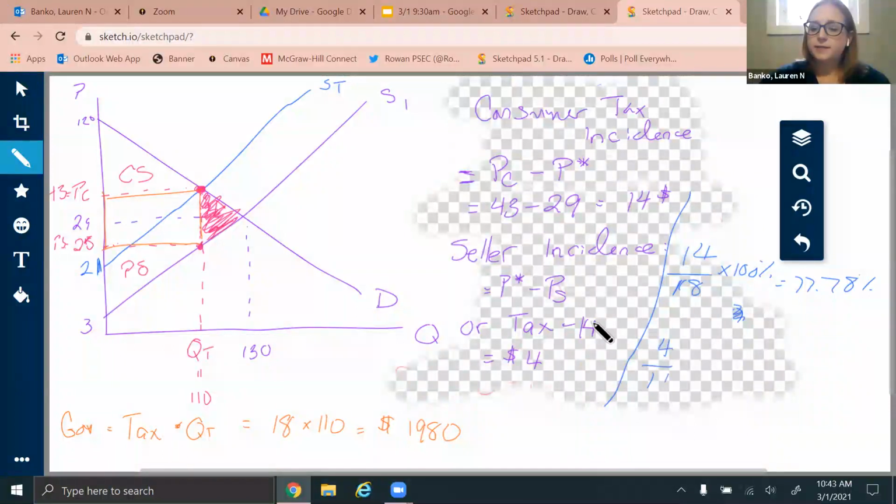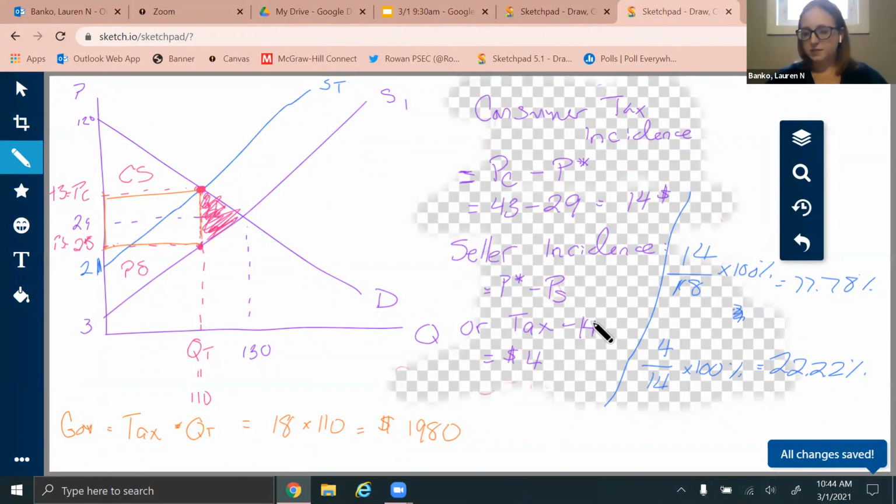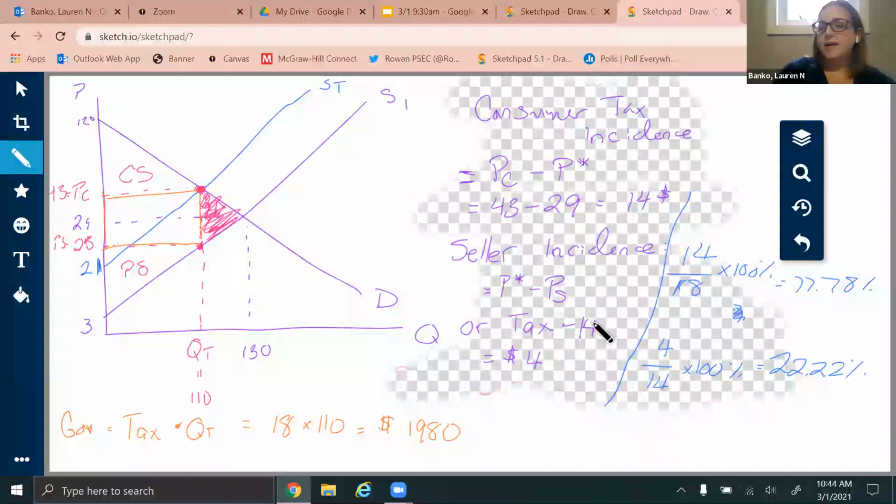For sellers, it's 4 over 18 times 100%. And this is 22.22%. These two added together should give you 100%, and that's one way to check yourself. It might be off by a decimal because of rounding, but if you get like 100.1, that should be fine. So buyers are paying a lot more of the tax. They're paying $14 of the 18, or almost 78% of the tax.